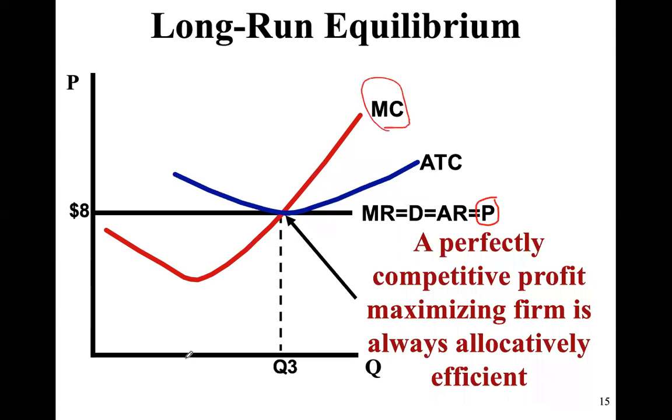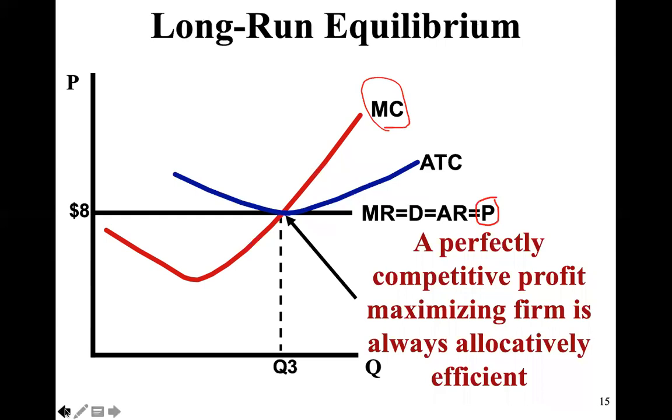So this is what we mean by the beauty and efficiency of perfectly competitive firms in the long run. They're productively efficient, but they're also allocatively efficient. Again, to recap, perfectly competitive firms are always allocatively efficient, both in the short run and in the long run, because they always choose to operate where price, which is the marginal benefit, equals the marginal cost.